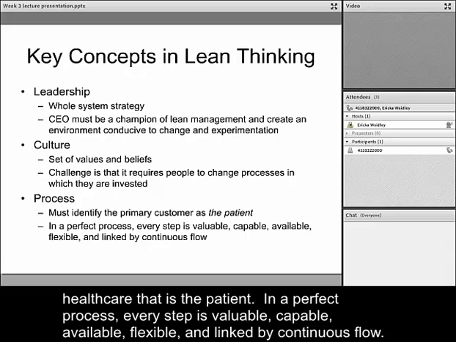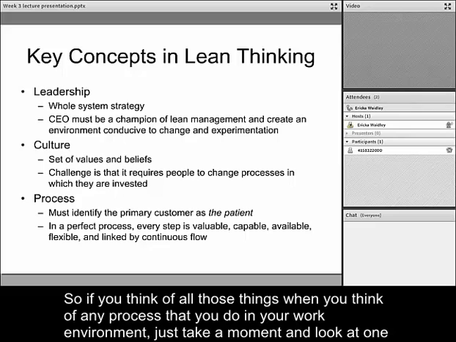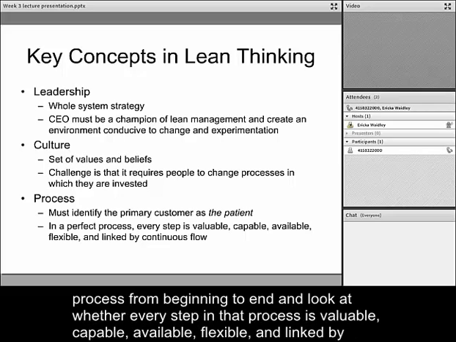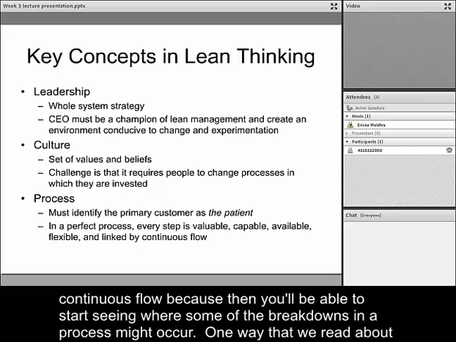In a perfect process, every step is valuable, capable, available, flexible, and linked by continuous flow. So if you think of all of those things when you think of any process that you do in your work environment, just take a moment and look at one process from beginning to end and look at whether every step in that process is valuable, capable, available, flexible, and linked by continuous flow. Because then you'll be able to start seeing where some of the breakdowns in a process might occur.